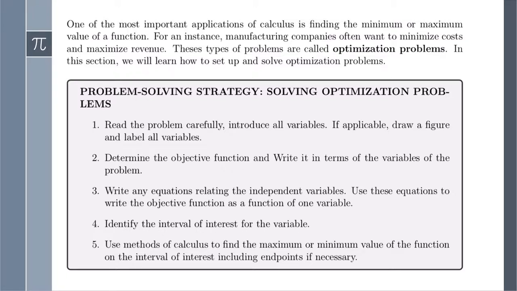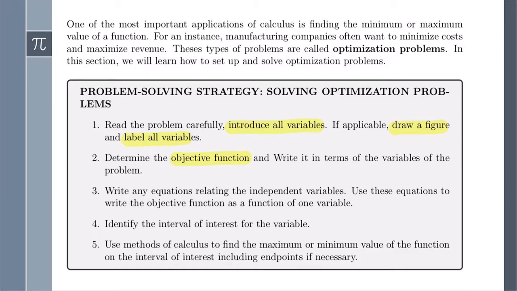So in order to solve an optimization problem, first we look at the problem, and then we have to create our own function. For that we introduce variables depending on what we want to find. If necessary we might have to draw a figure and then label the variables, which might help us to write the function. The most important part is writing the objective function. This is the function that we are going to maximize or minimize, and we write it in terms of the variables of the problem.